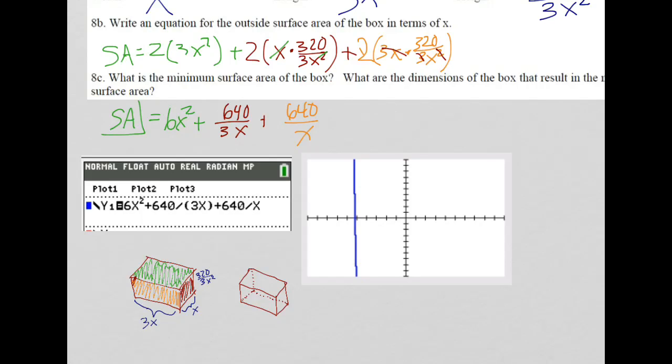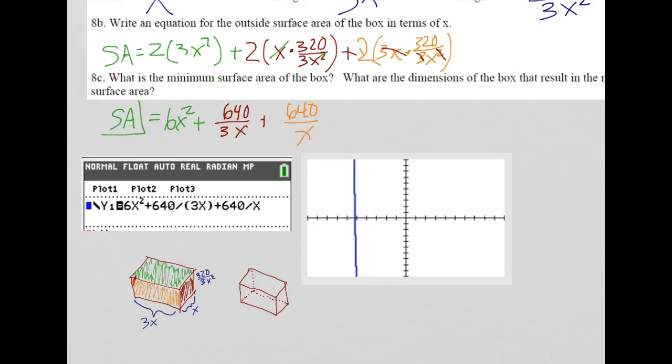Alright, so now we should be at the point where you've entered this function into your calculator, and now we want to graph it and find the minimum value, because 8c asks us to find the minimum surface area of the box. That equation we just wrote is an equation for surface area, so the y values represent surface area. So let's figure out what the smallest one is.